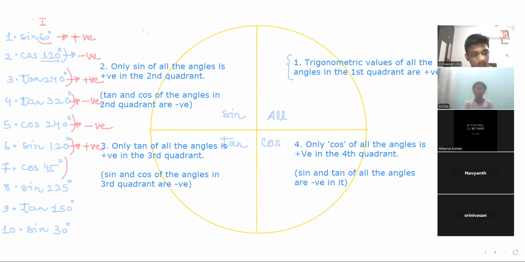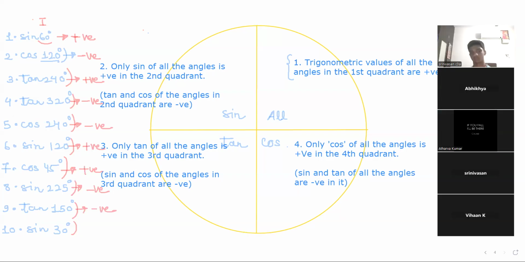Very good. Well done. Arisha, cos 45? So cos 45 will be positive because it lies in the fourth quadrant. Very good. Wow. Navyant, what about you? Sine 225. So sine 225 will be negative because it lies in the third quadrant, in which sine is negative. Very good. What about tan 150? It would also be negative as it lies in the third quadrant. Very good. Sine 30. Just a second. I would like to ask Vihan, sine 30.